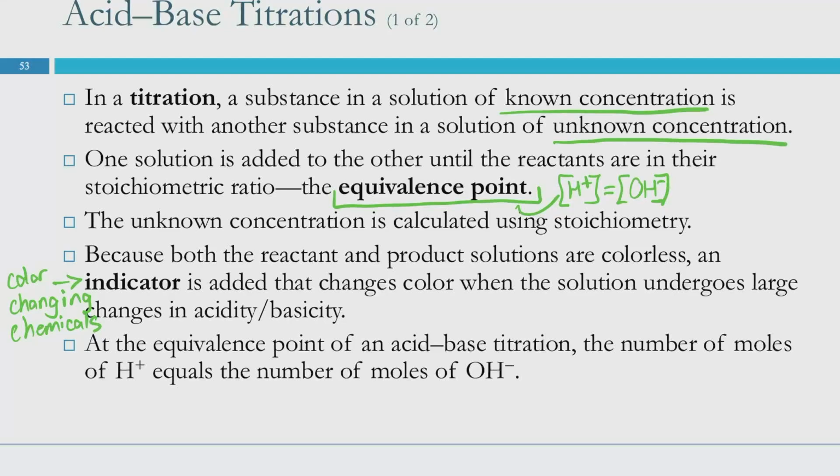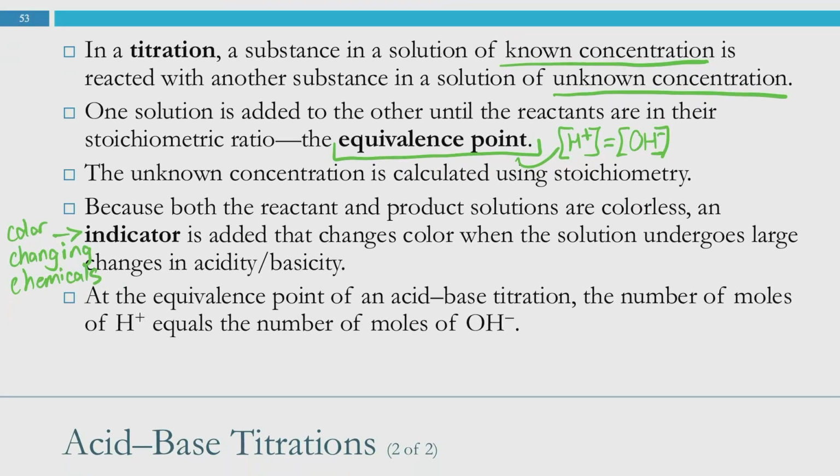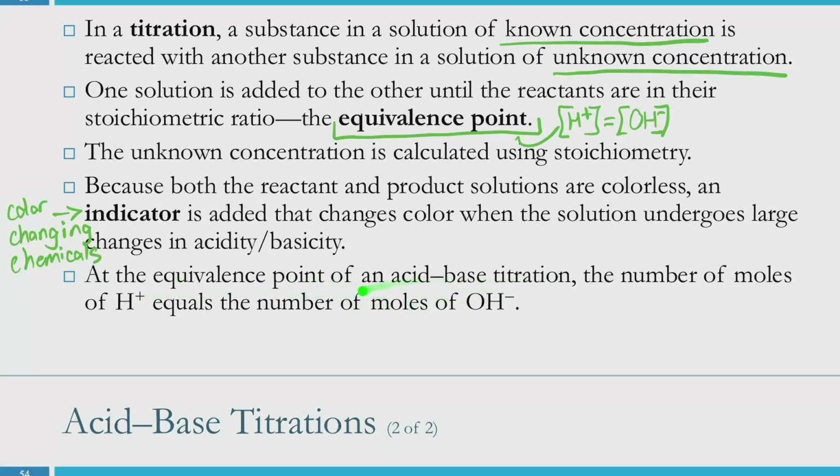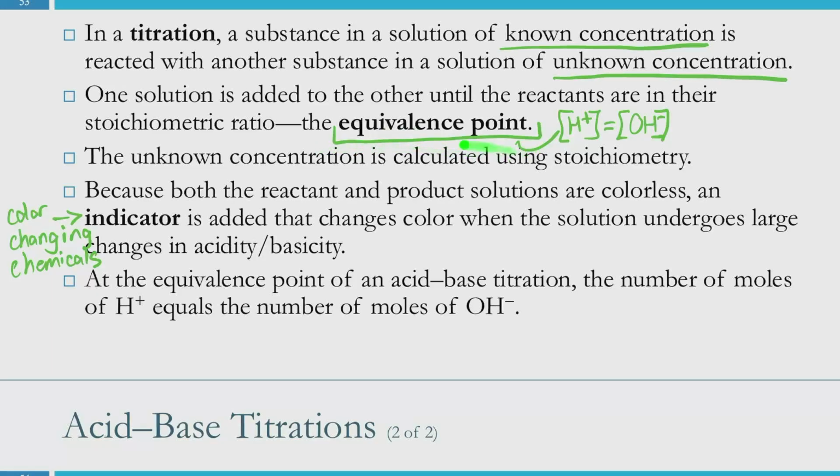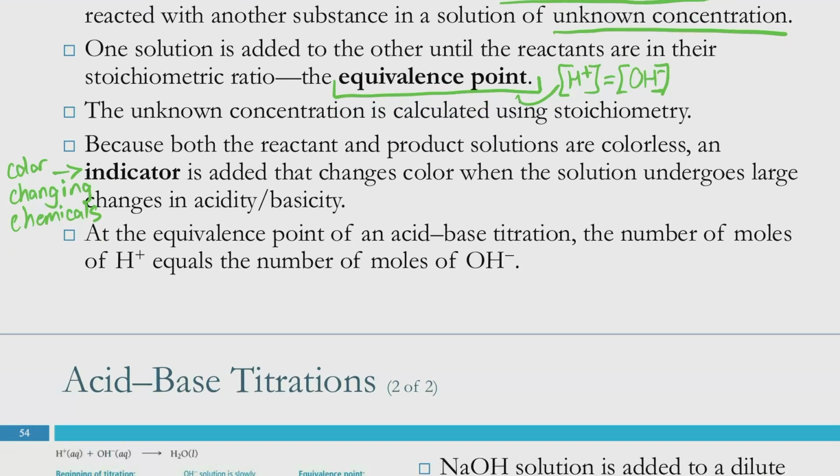And so for those of you that aren't freaks about spelling like me, you can thank your lucky stars that you don't have to know how to spell phenolphthalein. It's not going to be on a spelling test. You'll see why I'm saying that in a second. At the equivalence point of an acid-base titration, our number of moles of H+ equals the number of moles of OH-. That's just restating this point about the equivalence point.